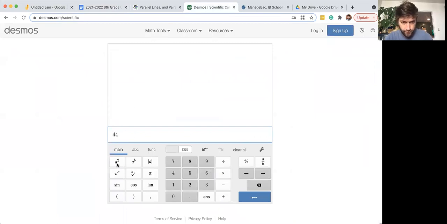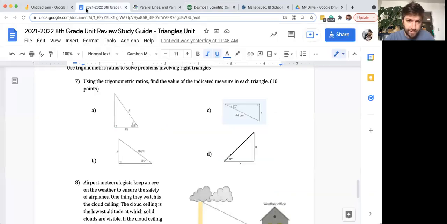I'm going to go 44 times, and don't worry, you can actually write times if you want, 44 times the sine of 25. And that equals 18.595 or 18.6. So x equals 18.6. Now, that's C. It's not least D.